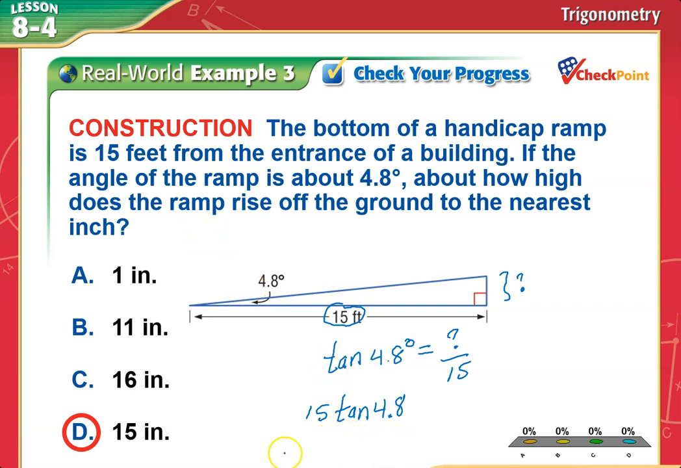So let's go ahead and pause our video and try this with a calculator. Okay, this ends up being about 1.25 feet. And then when you multiply 1.25 times 12 inches, you get 15.